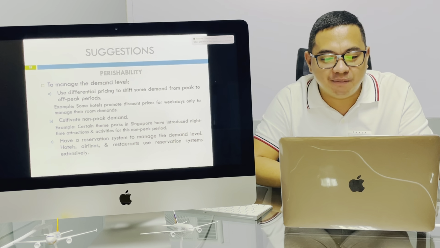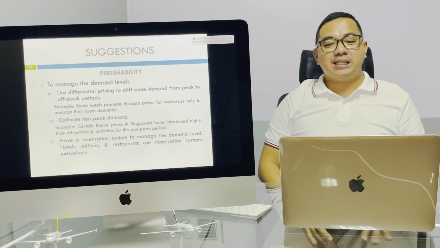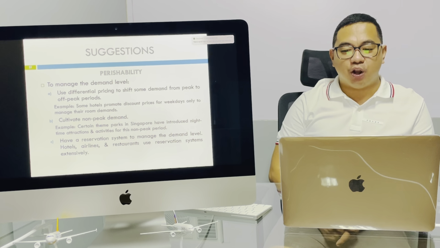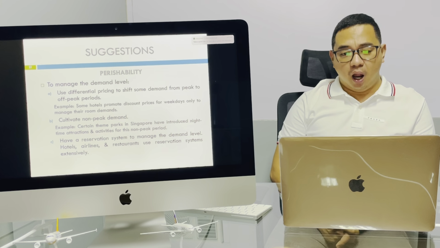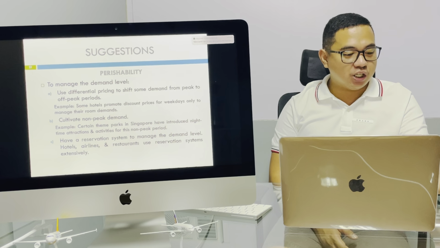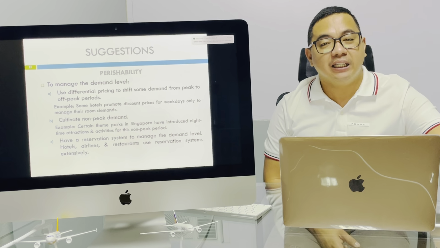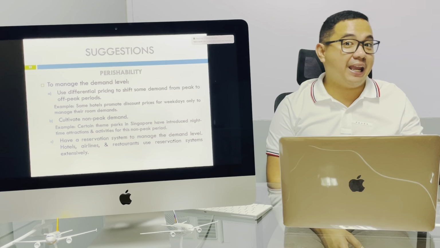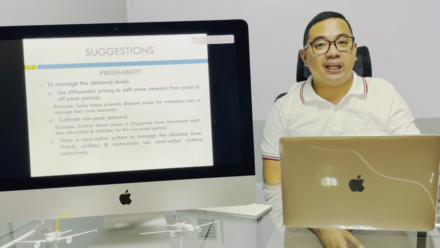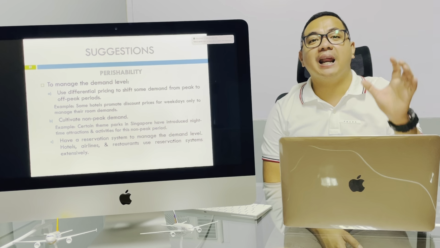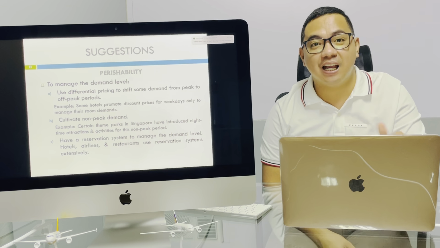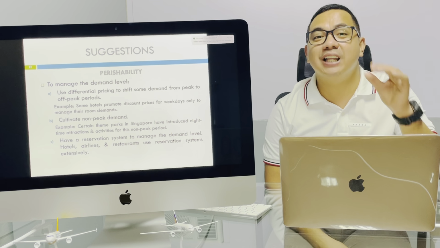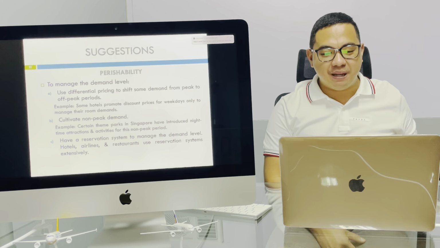Perishability. To manage the demand level, use differential pricing to shift from peak to off-peak periods. For example, some hotels promote discount prices for weekdays only to manage their room demands. This is a very good example because we can see nga may ara yung mga hotel yung nag-promote sila yung sang ilang. Let's say for example, kung weekend gani mas mahal as compared sa weekdays. Pero kung weekdays, since wala may nag-check-in, mas ginabarato nila ang ilang hotel para hindi sila mabakantihan sa kwarto because any vacant room sa isa ka hotel is considered loss. Considered na nang-aperdi sila.